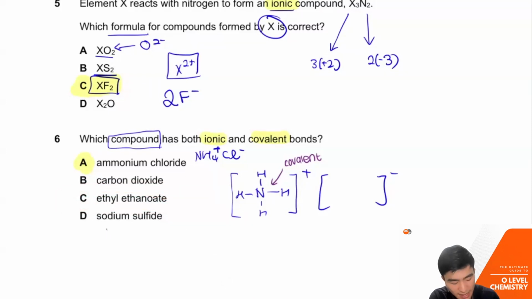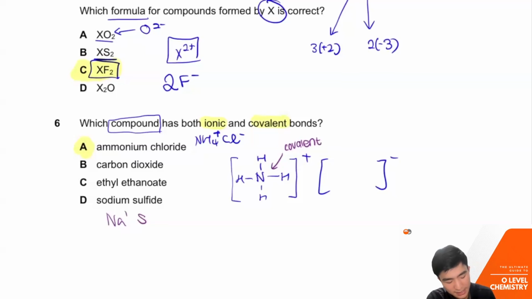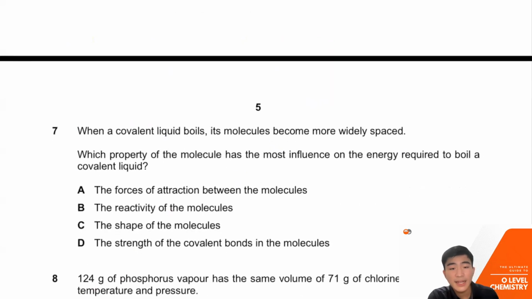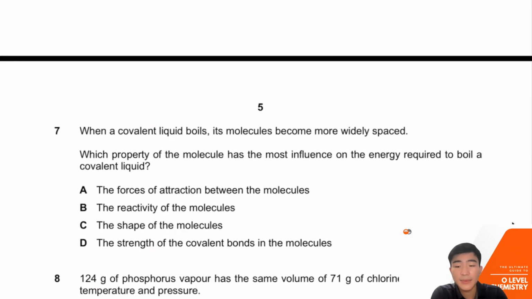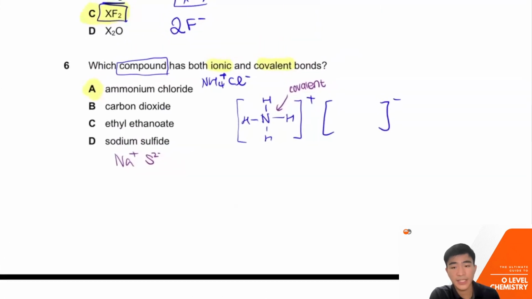Sodium sulfide, it is Na2S. There are no covalent bonds as well. It's all ionic. Na plus and sulfur, probably 2 minus. Okay, now I'm going to go to question number 7. Before that, any question for question number 6?